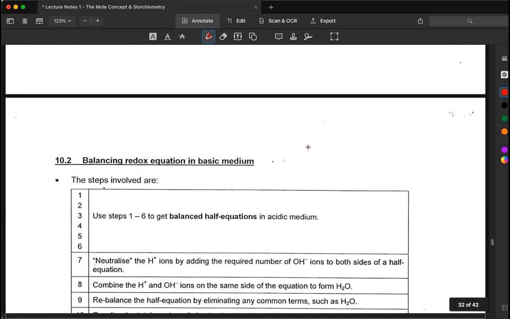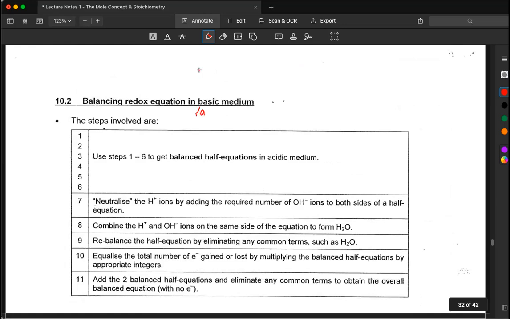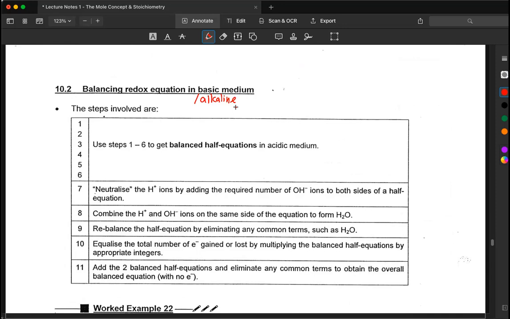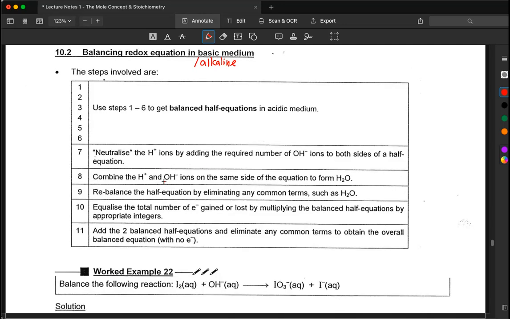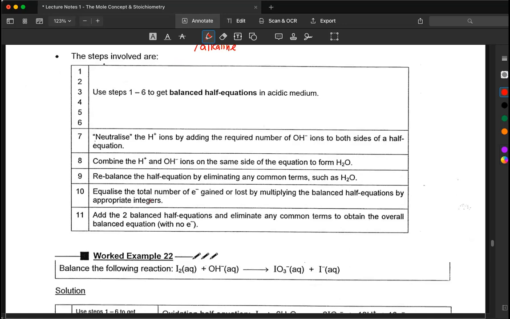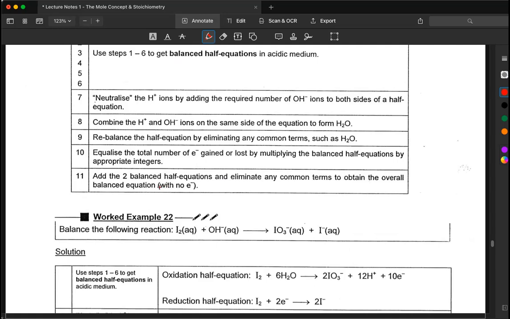How about basic medium or alkaline medium? In that case, the first 6 steps are totally the same. But you need to neutralize the H plus by adding the required number of OH minus to both sides. And then you combine them to form the water, rebalance the half equation by eliminating the common terms, water, and equalize the number of electrons gained and lost. And then add the 2 balanced half equations and eliminate any common terms to obtain the overall balanced equation.